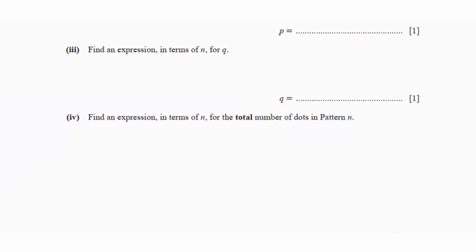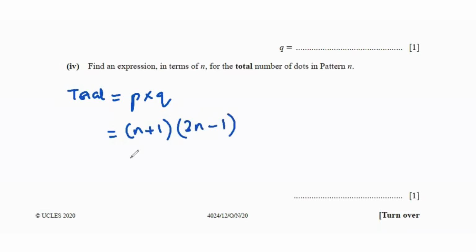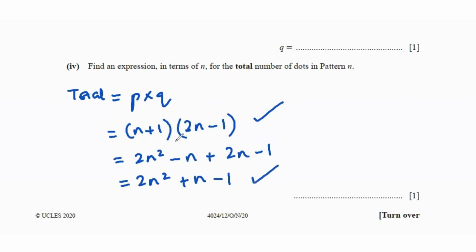Find an expression in terms of n for the total number of dots in pattern n. So for the total number of dots, we multiply P and Q. And that's going to be n plus 1 times 2n minus 1. You can keep it as it is or expand the bracket. That would give you 2n squared minus n plus 2n minus 1, which is 2n squared plus n minus 1. This is also correct.